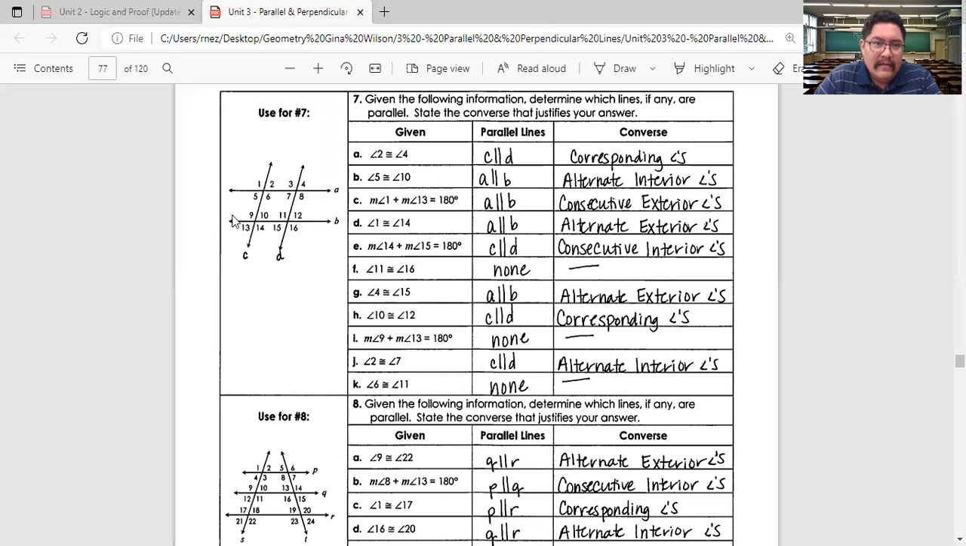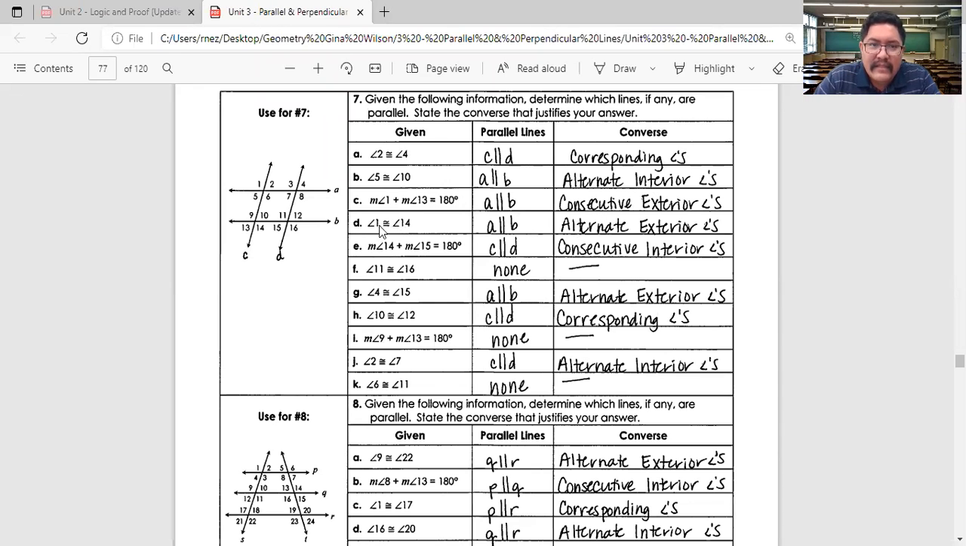And consecutive means they're on the same side of the transversal. Exterior means that here we have one on the outside and the other on the outside, so they're both on the outside. Since they're both on the outside of those parallel lines, that's why we call it consecutive exterior. So make sure we're still looking at part C.